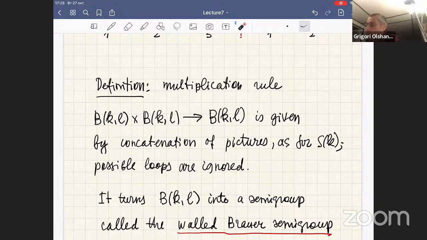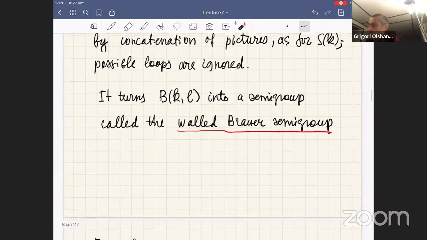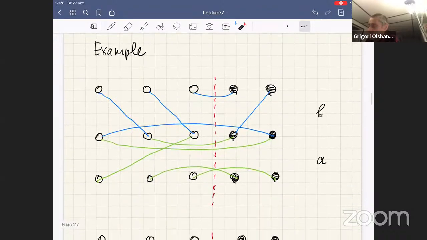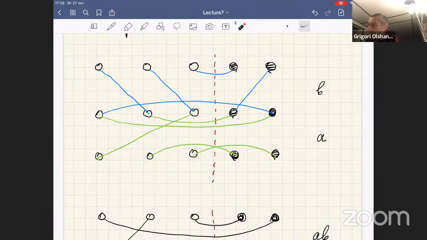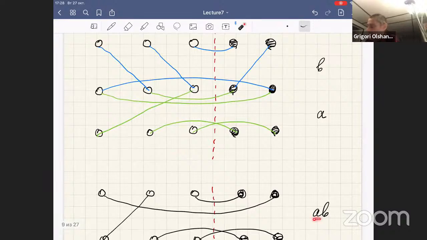So this is the Wald-Brouwer semigroup. This is the definition. So this is some picture. You see one element B, this element A, and we want to multiply them and get the element AB. So what do we get? We have this path, and so we get just this edge. This edge is preserved, it is here. Here there is a loop, as I explained, so it's ignored, and so on.